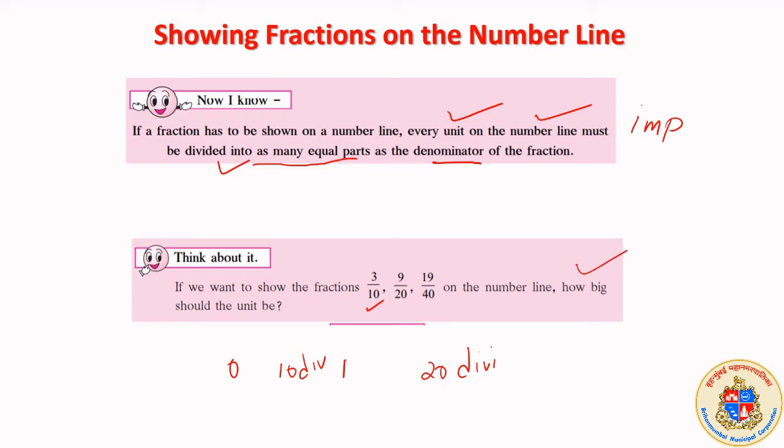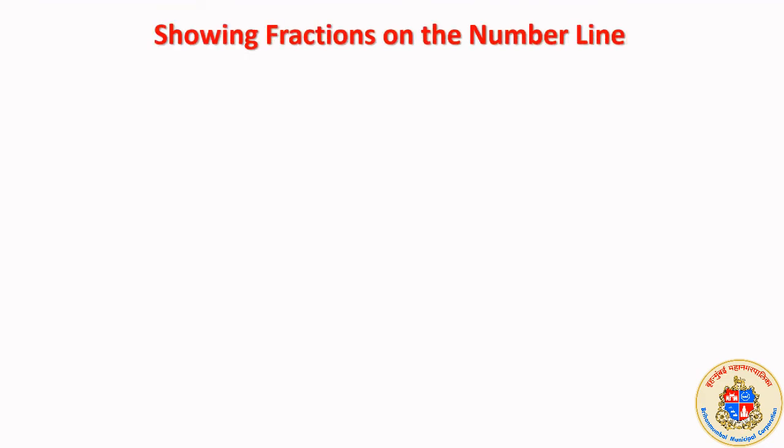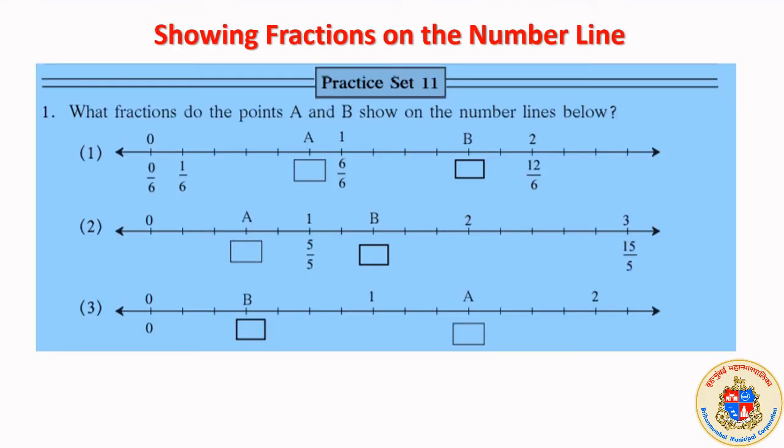So how big it would be? If you have to make divisions visible, it will be quite a big number line. So that is why it is something interesting written over there in the textbook. Showing fraction on the number line. We are continuing. Here is a practice section, very simple. As it is showing 6 over here, we are sure that there are 6 divisions here, and this is 6 upon 6 is equal to 1.